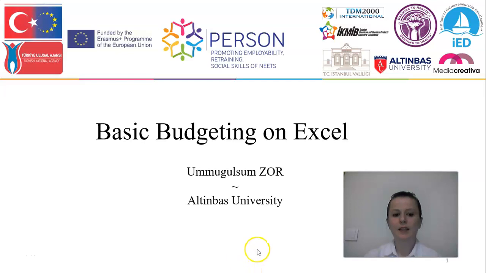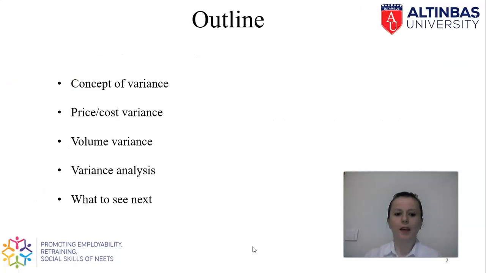Hi, this is the fourth part of basic budgeting on Excel. In this part, we will talk about the concept of variance that we discussed a little bit in the last part. And we will talk about different types of variances like price or cost variance and volume variance. And then we are going to talk about how we can analyze these variances.